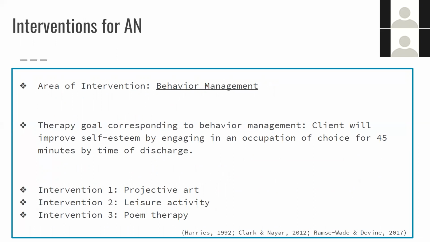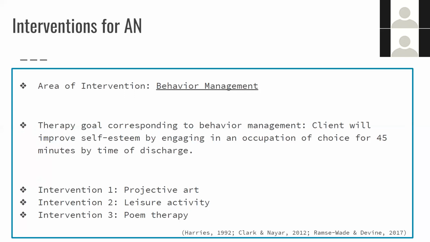Intervention with anorexia is challenging because an individual has a mind to act a certain way, occupations to support their behavior, and the physical breakdown of their body as it is starved to death. Therefore, the focus of intervention is on behavior management. It focuses on the psychosocial aspect of the disease and how the adolescent views him or herself. A therapy goal that exemplifies how intervention should be directed is: client will improve self-esteem by engaging in an occupation of choice for 45 minutes by time of discharge.